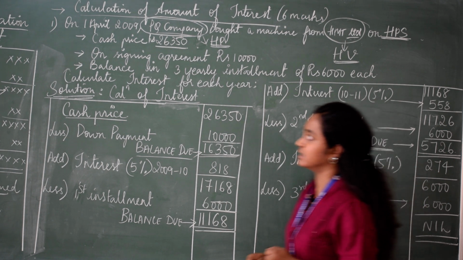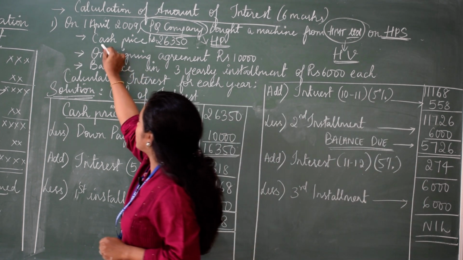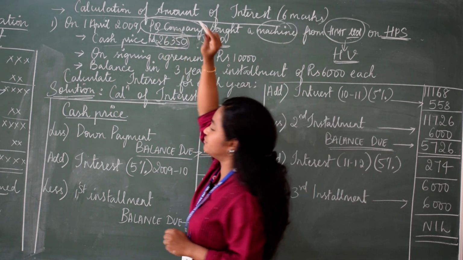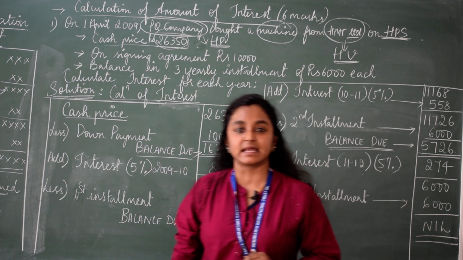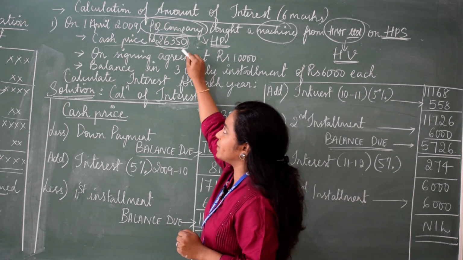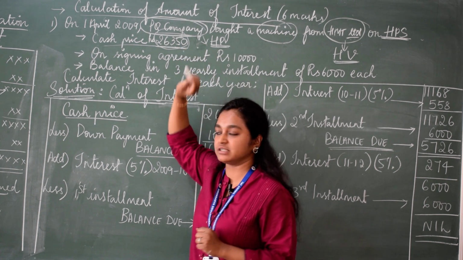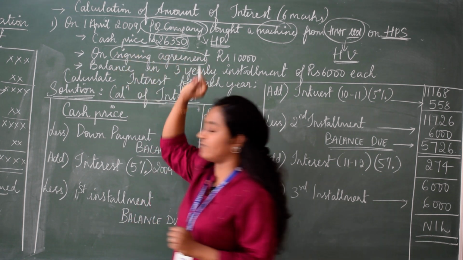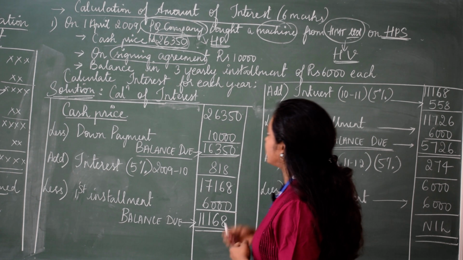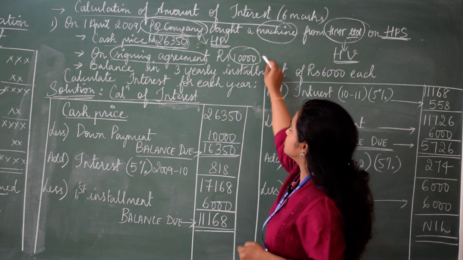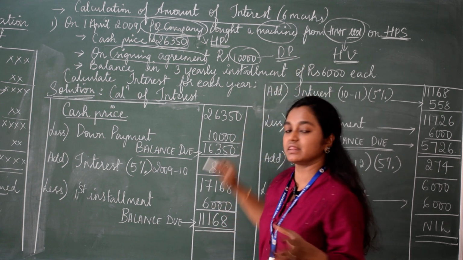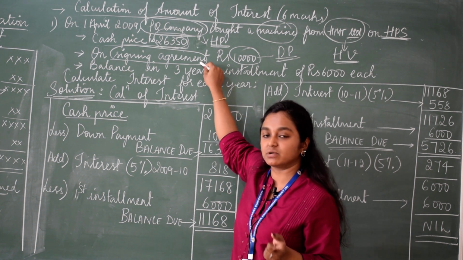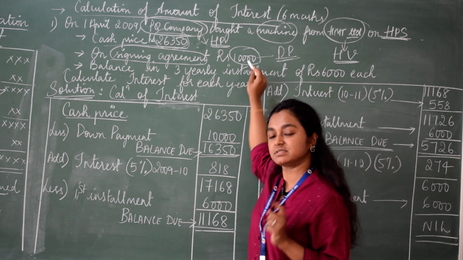Moving on to the next statement, the agreement also states that the cash price for this particular machinery is 26,350. So while entering this agreement, they are saying, I am purchasing this machinery for rupees 26,350. This becomes the cash price of the machinery. On signing the agreement, on the date of agreement, I am able to pay some amount, which is rupees 10,000. This becomes the down payment. They will not directly state in the question that this is the down payment. You have to analyze and understand that if any amount is paid on the cash price on the date of agreement, it directly becomes the down payment.